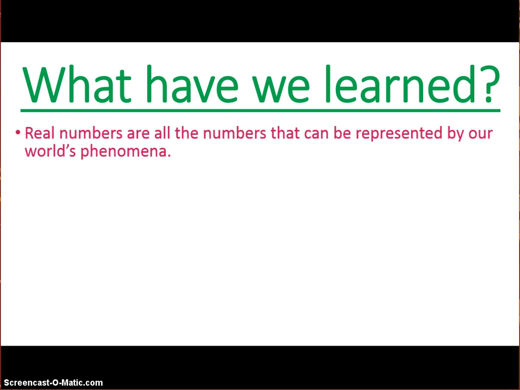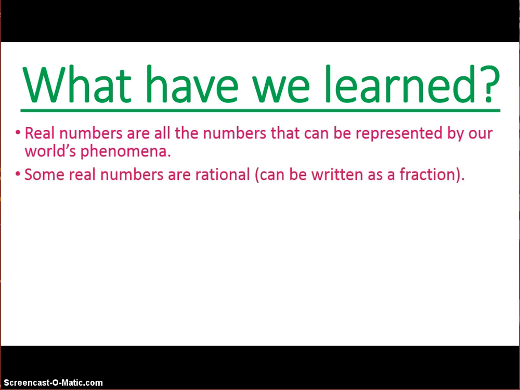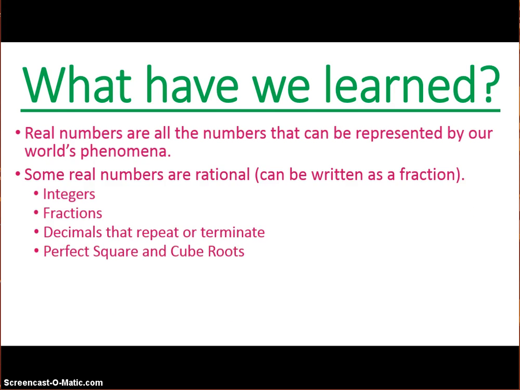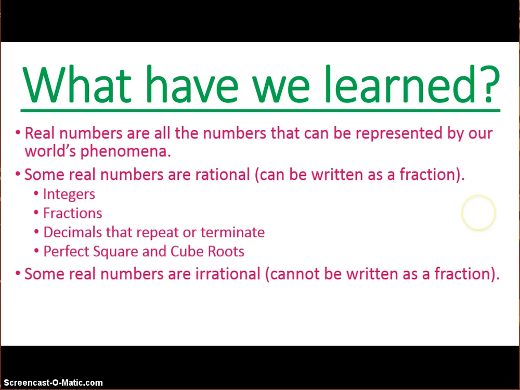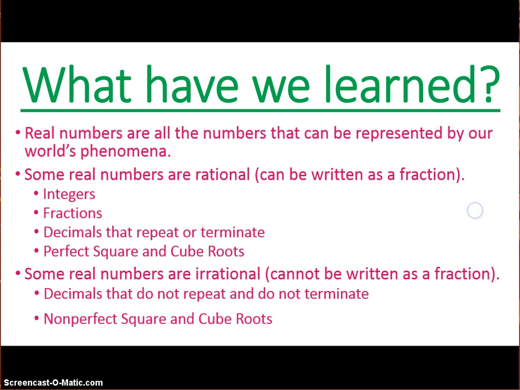The first thing we learned was that real numbers are all the numbers that can be represented by our world's phenomena. We then learned that some real numbers are rational, meaning they can be written as a fraction. This includes integers, fractions, decimals that repeat or terminate, and perfect square and cube roots. We also learned that some real numbers are irrational, meaning they cannot be written as a fraction. These include decimals that do not repeat and do not terminate, including pi, and non-perfect square and cube roots.